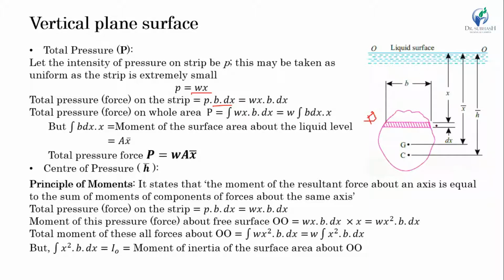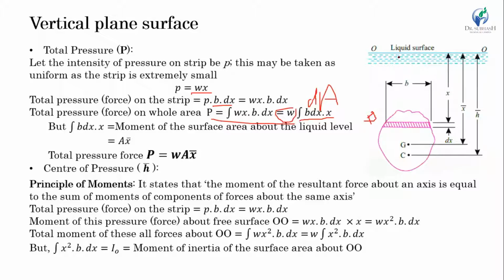To calculate the total force acting on the whole area, we have to integrate. So the total pressure force is the integration of w x times b dx. Taking the constant out of the integration sign, we take out w, the weight density. In the integration we have b dx times x. Now b dx is the area of this small strip, a small area dA, times x.